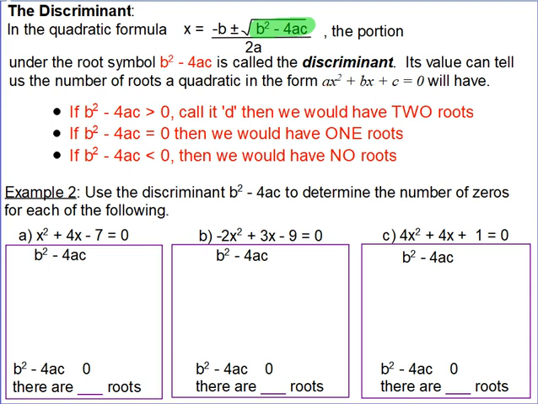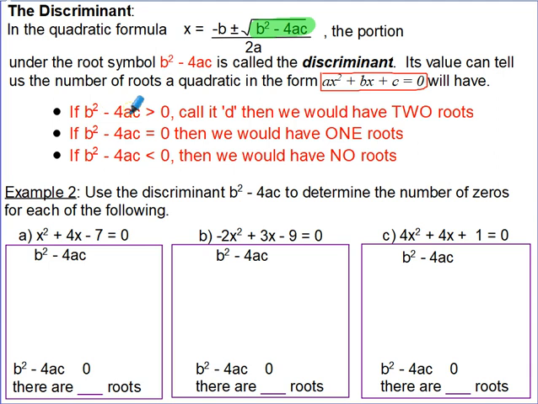The discriminant. Now, its value will tell us how many solutions or how many roots the quadratic that's in standard form, right? Don't forget that, will have. So this is key information. That's why it's written in red.